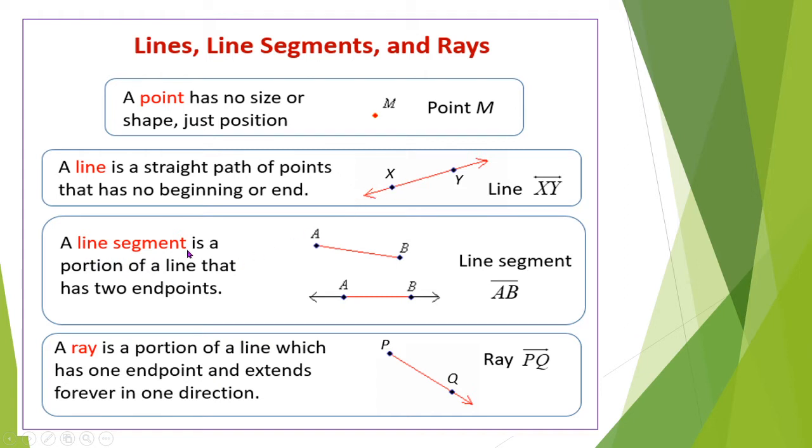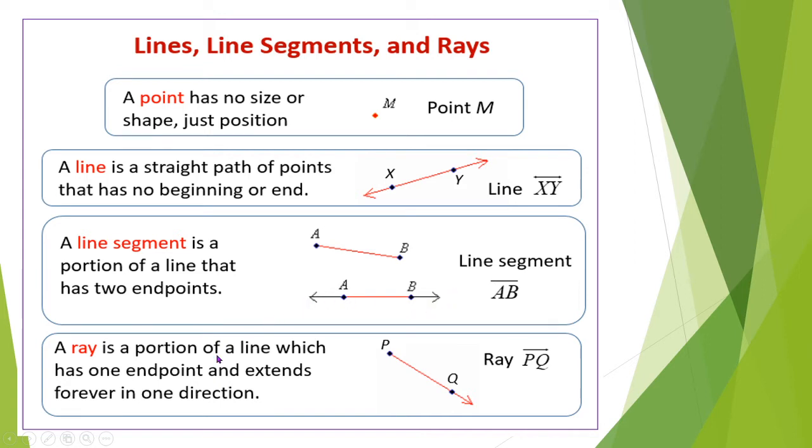A line segment is a portion of a line that has two end points. So this is a line and it has two end points. This is a line segment and it has two end points, and it is a line having no end points.